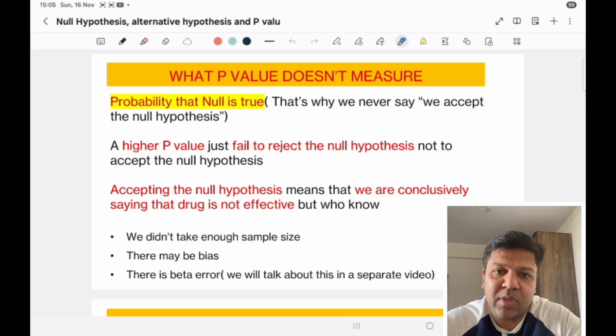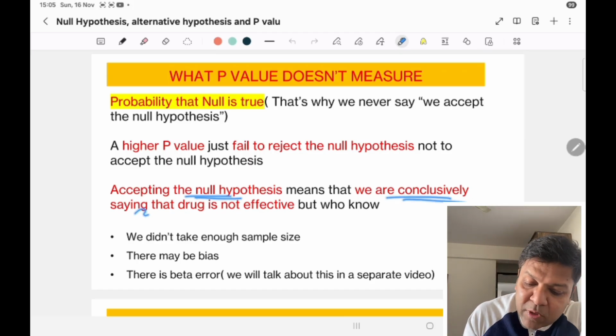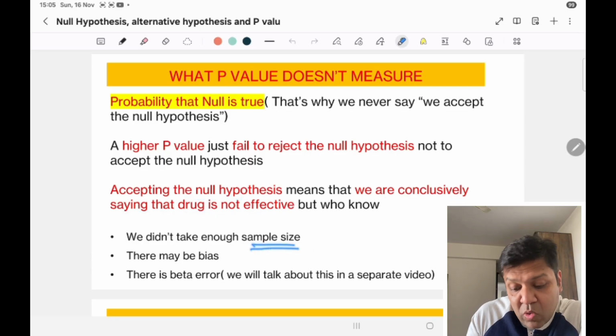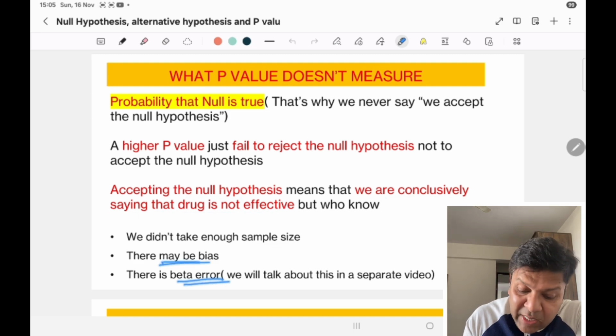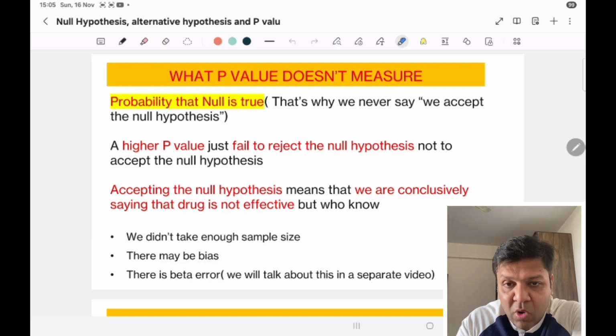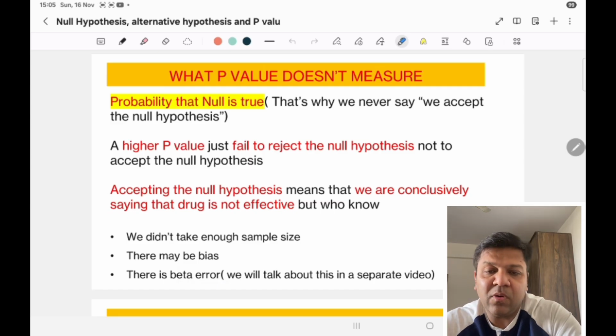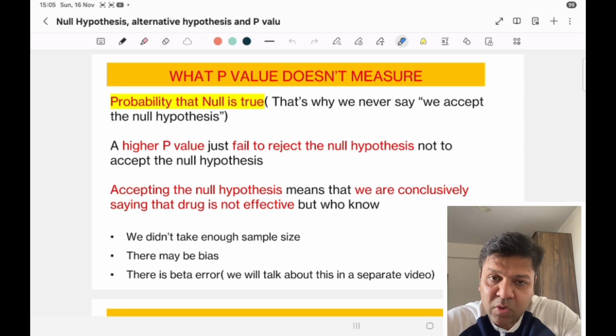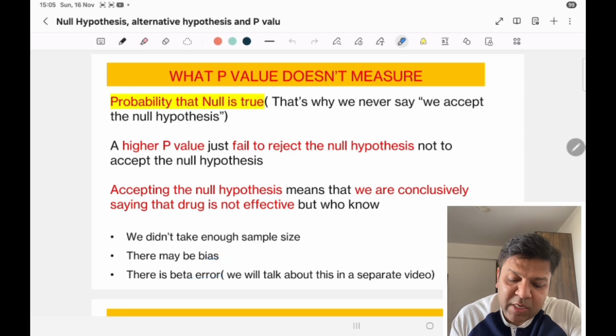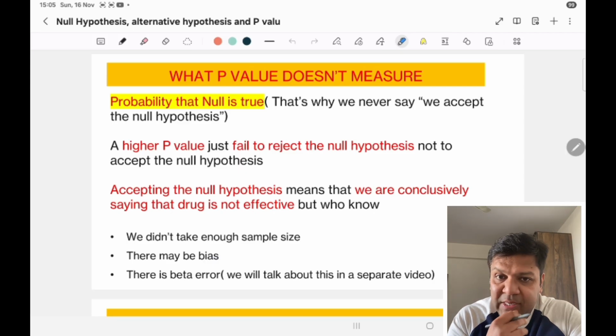reject the null hypothesis. So why is this so? Accepting the null hypothesis means that we are conclusively saying that the drug is not effective. But who knows? We didn't take enough sample size. That is why our p-value is higher. There may be bias. There may be a beta error. We will talk about the beta error in a separate video, the alpha and beta errors. But there can be many factors due to which the p-value is higher: sample size, bias, beta error, and a lot of things.